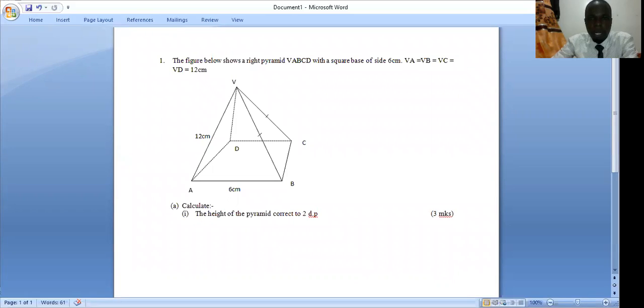Then they said it is a square base. Meaning if it's a square, then if here is 6, here is also 6, here is also 6, here is also 6. How? A square has sides of similar length. So they want the height of the pyramid, the vertical height.